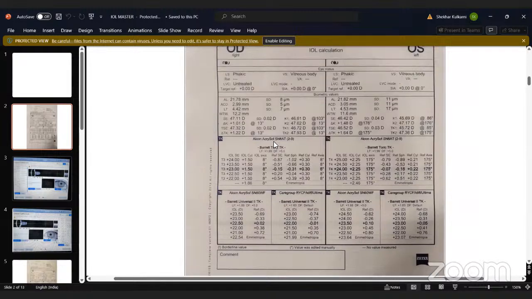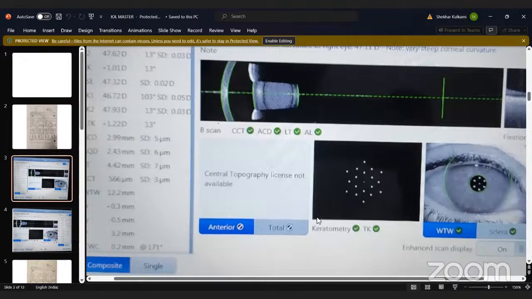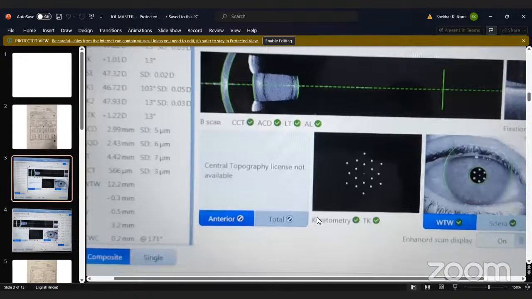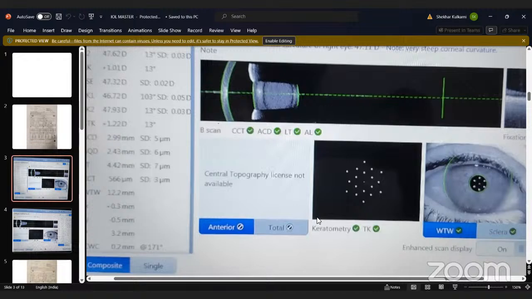So in IOL Master, there are 5 different things which are considered for IOL calculation. First is the axial length measurement. Second is the anterior chamber depth. Third is the corneal curvatures, keratometry. And fourth is the white to white diameter. So you have to check the prior biometric scan, to see if your IOL calculation is correct or not.